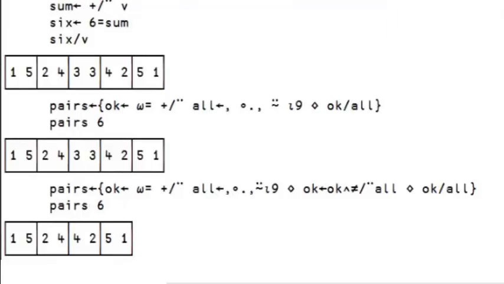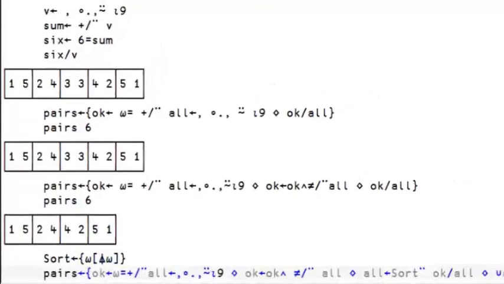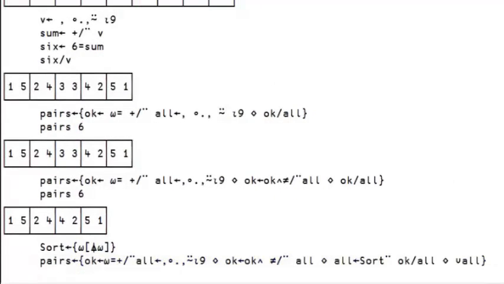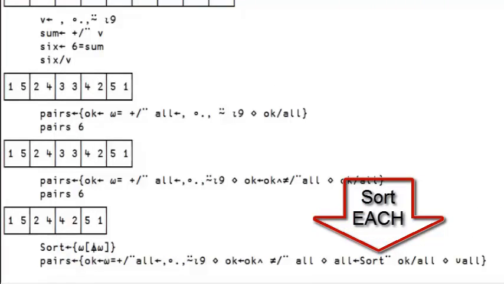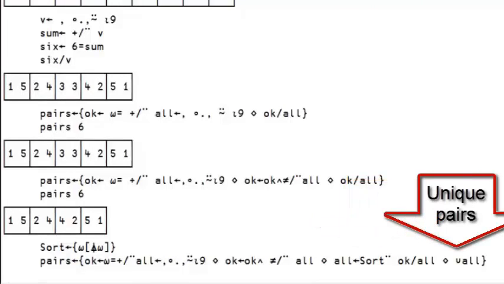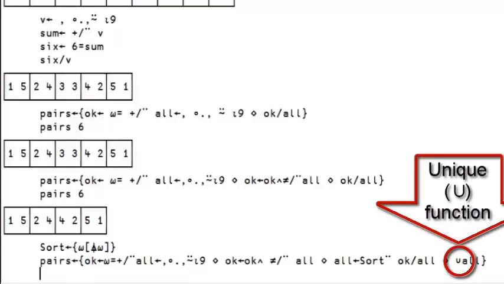Now, there's another problem with this. It's that the pairs actually are not unique. For example, 1, 5 and 5, 1 are exactly the same set. What we should do is remove those sets. So one way to do this is to sort them out and to extract the unique ones. So we'll create a function sort, and we will modify the pairs function this time. Once we've extracted the ones we want, we sort each one of them, and then we extract only the ones that are unique using the unique function.